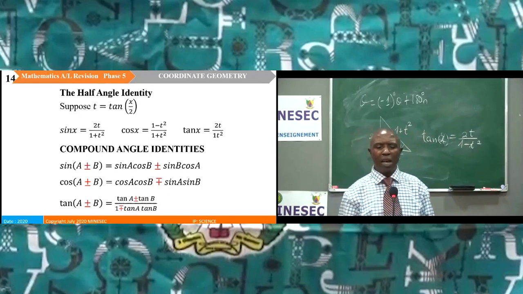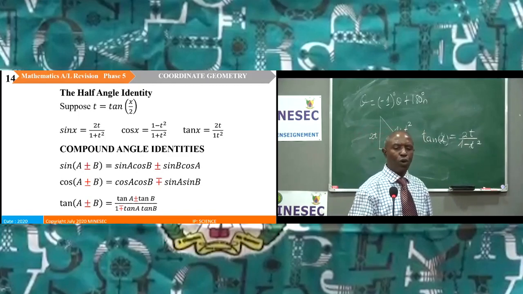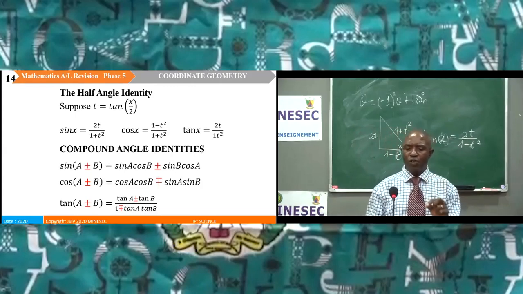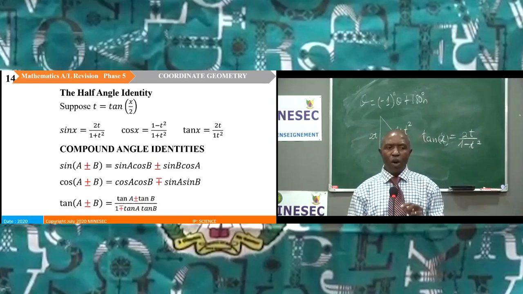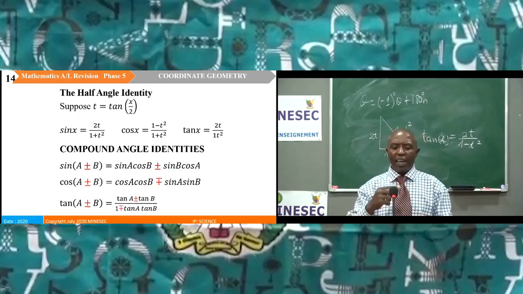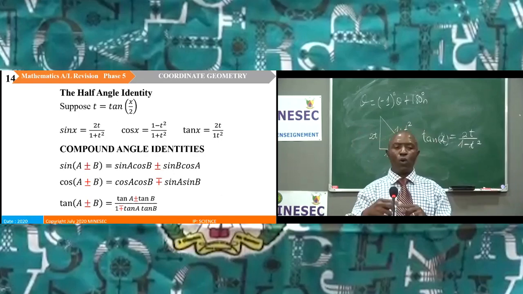Compound angle identities. The sine of A plus or minus B is equal to sine A cos B plus or minus sine B cos A. With compound angle identities, you need to be careful when dealing with cosine in particular. Cos of A plus or minus B is equal to cos A cos B, and the reverse process now is to take place.